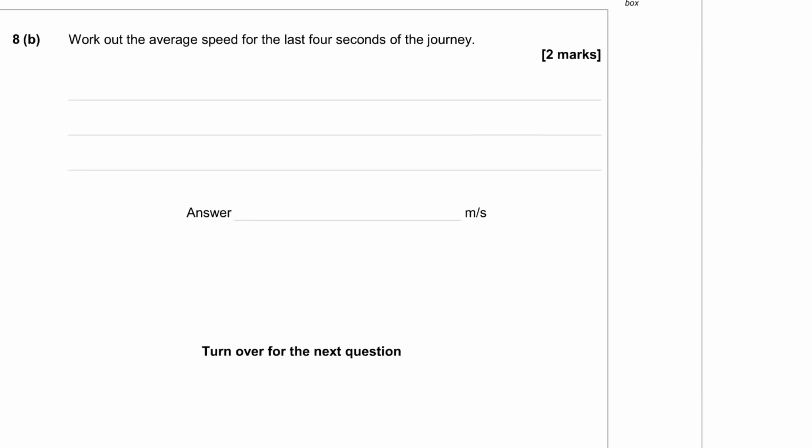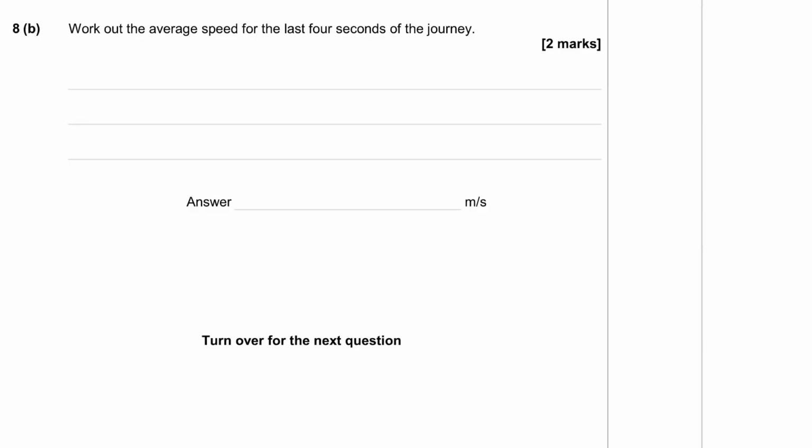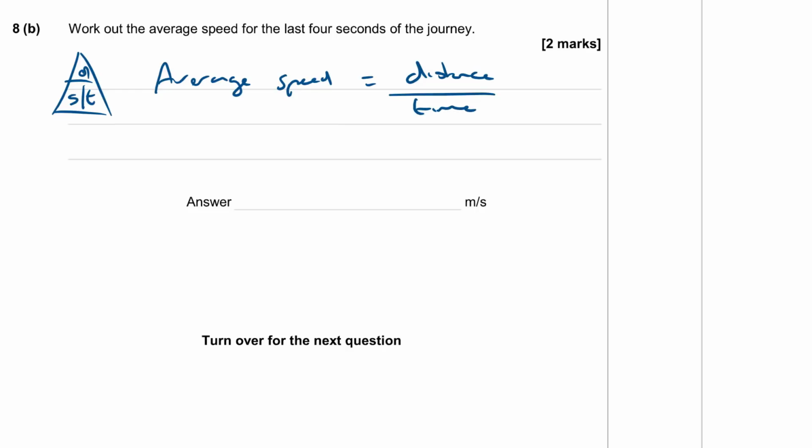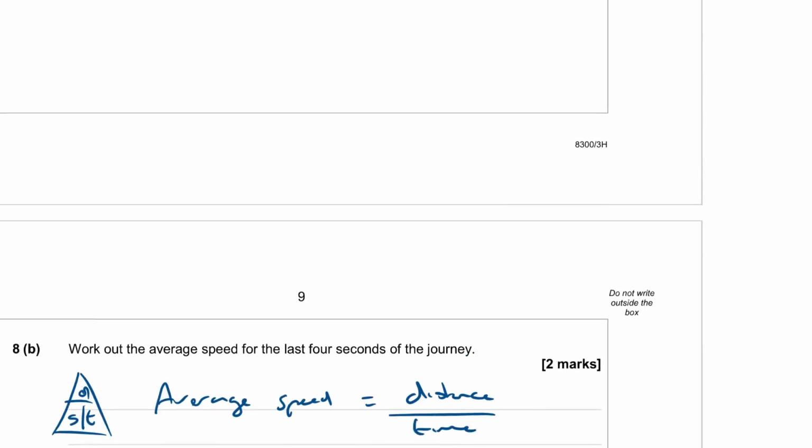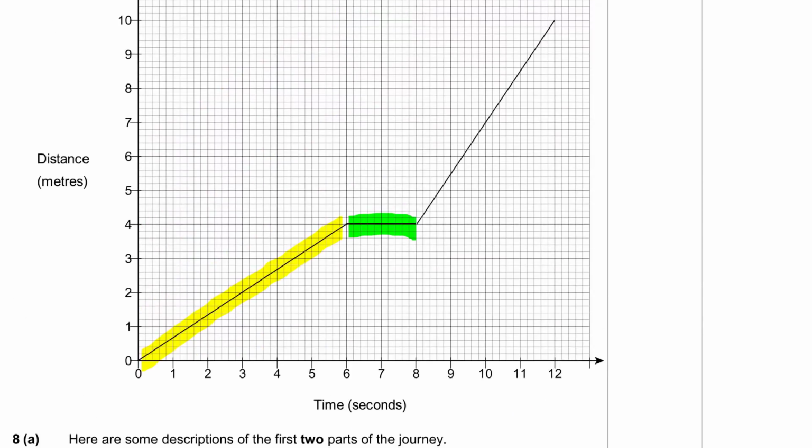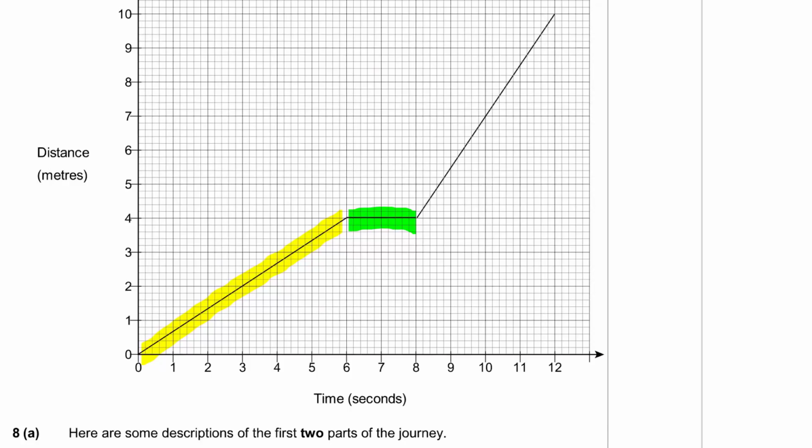Okay, for part B, it says work out the average speed for the last 4 seconds of the journey. So average speed, if you remember your DST triangle, average speed is equal to distance traveled divided by time taken. And from our diagram, the last 4 seconds is this part of the graph. Well, we know the time. The time is the 4 seconds. So this is how much time it takes, 4 seconds.